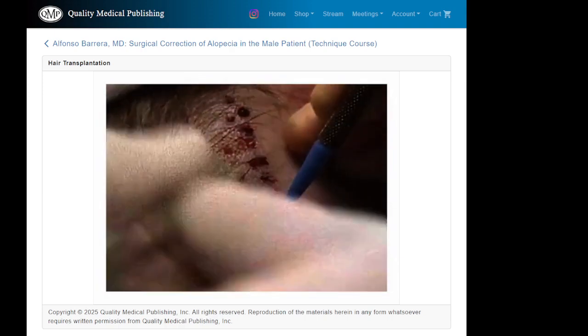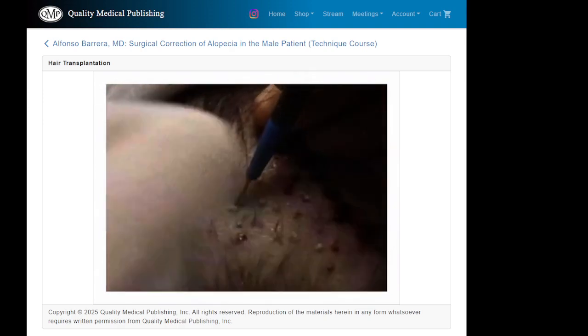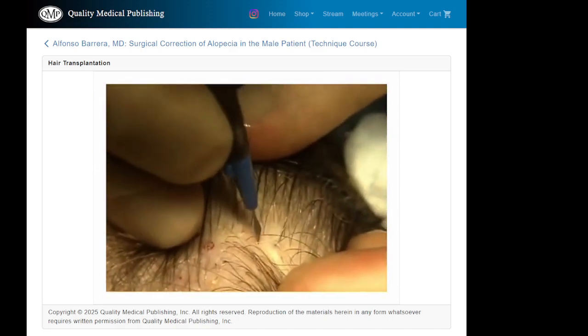As the graft is inserted, the blade is withdrawn and the tip is used to hold the graft in place. The graft may need to be gently pushed into the slit with the tip of the blade. Care should be taken to ensure that the graft is not injured. More grafts are placed in the periauricular area. Grafts should not be placed too close together because the graft will pop out.